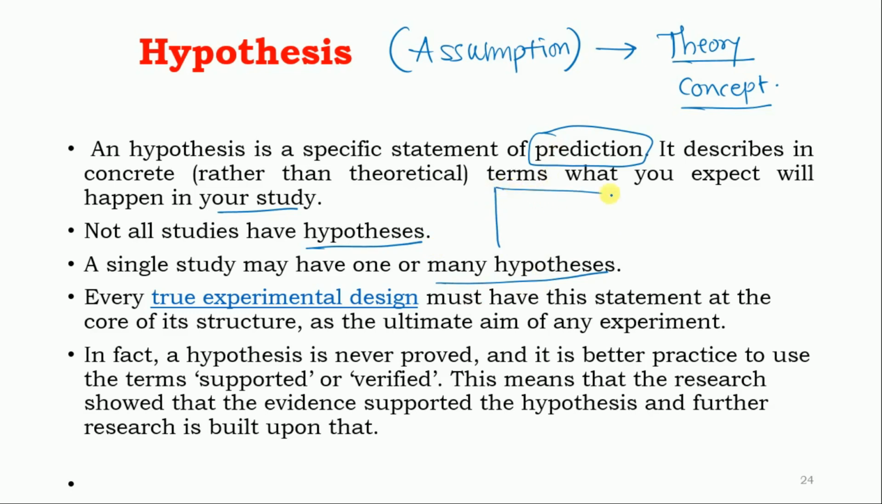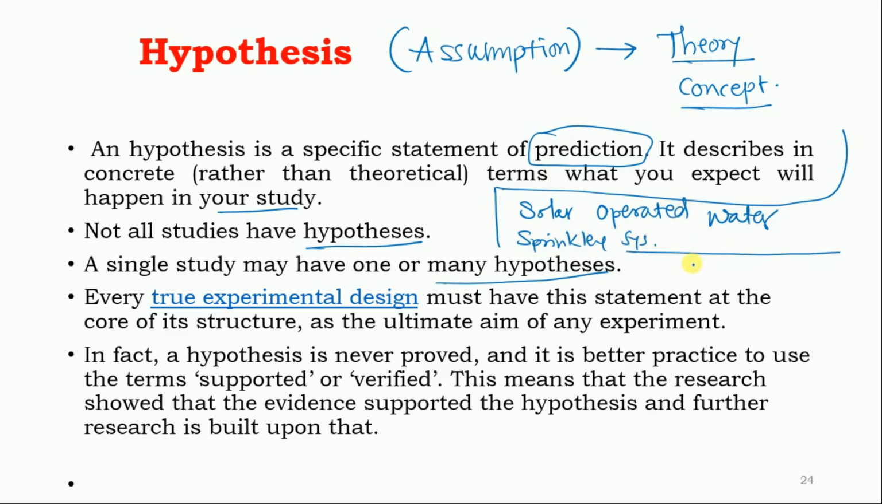Suppose I am doing research on a project, let's say a solar operated water sprinkler system. In this particular project, I can say that at the end of this research, I can save electricity. Why can I save electricity? Because I am using solar energy. At the same time, I can save water. Why? Because I am going to use a sprinkler system. So sprinkler saves water, whereas the solar saves electricity.